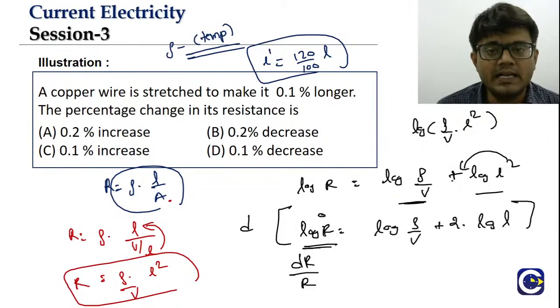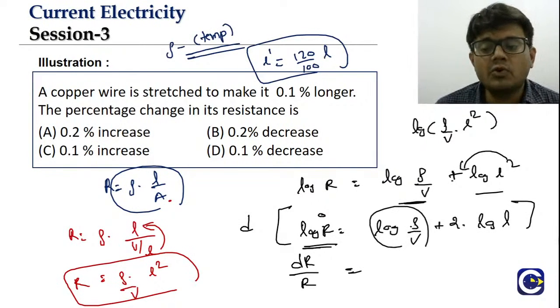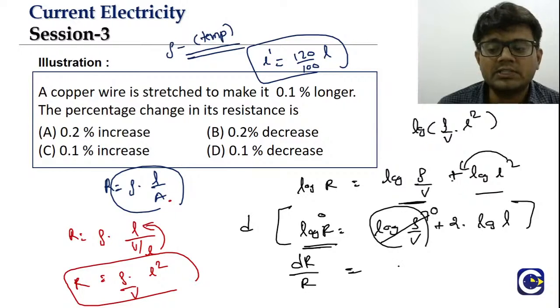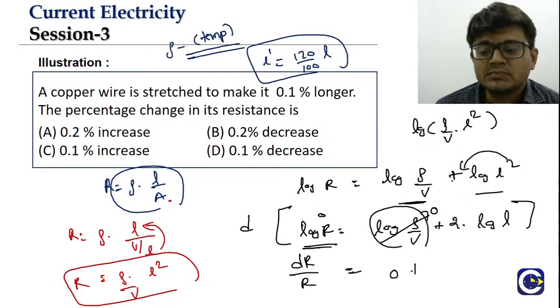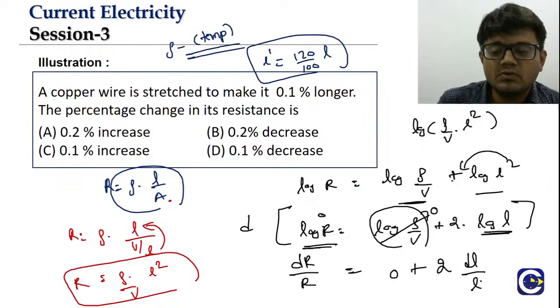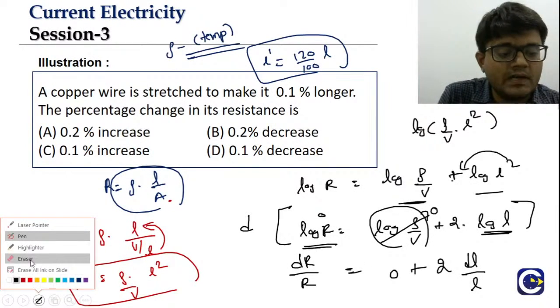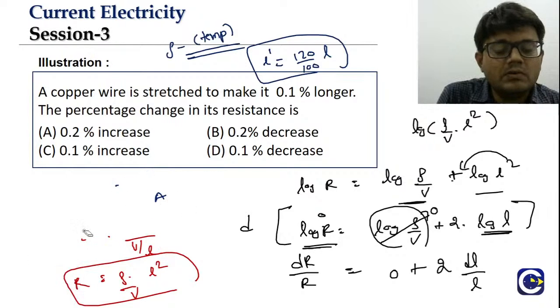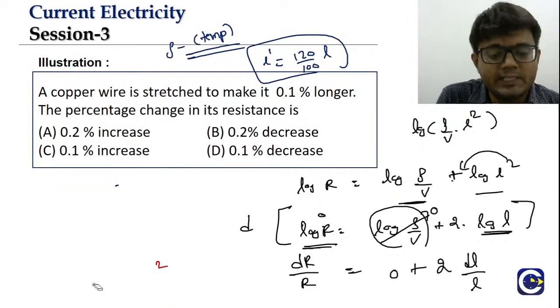So here what is it? It is r, right? So log r, if we take the derivative, it will be dr by r. On the right side, look, the derivative of log of rho by v, what is this? A constant. And the derivative of a constant will be 0. Plus 2 times the derivative of log l, it is dl by l. So now look how it comes. We are taking the logarithm first, and after that we have to take the derivative of that expression.